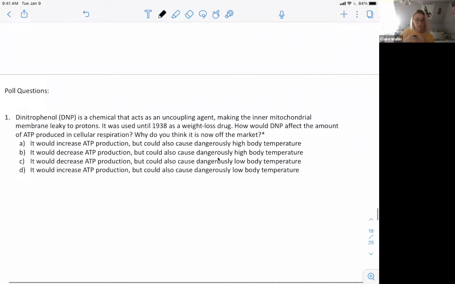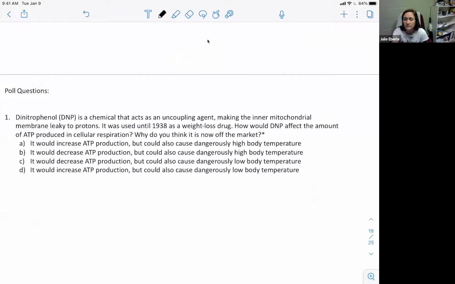Okay, another poll question. Oh, question there, Claire? Oh, yeah, I just wanted to double check. So if any one of them, like 1, 3, or 4, stopped working, they would all... Yeah. Yep, if you inhibited any of those complexes, you would shut off the electron transport chain. Okay, right, that makes sense.